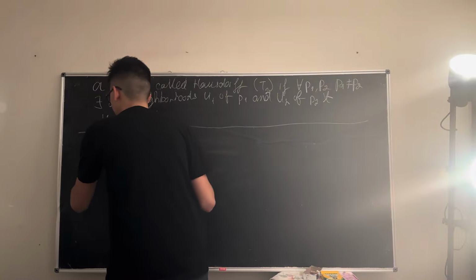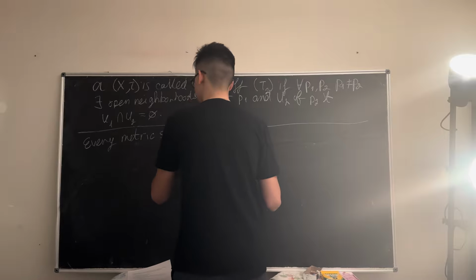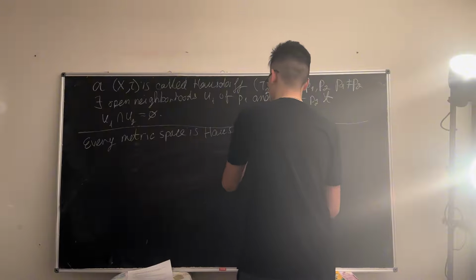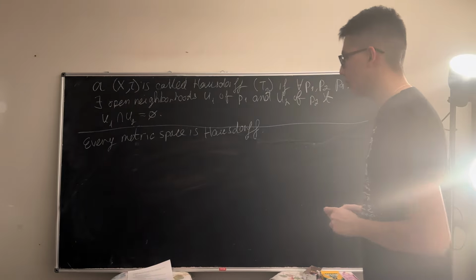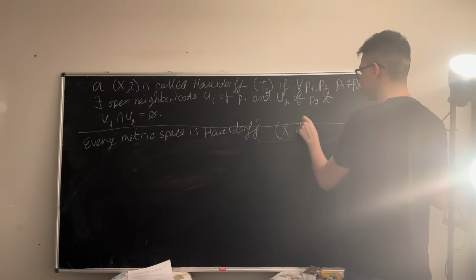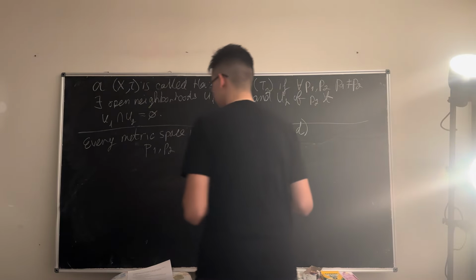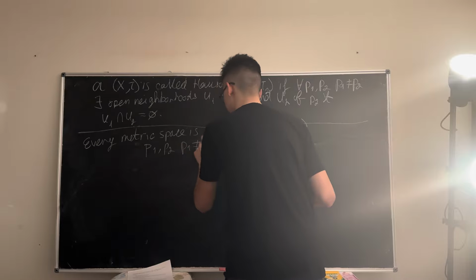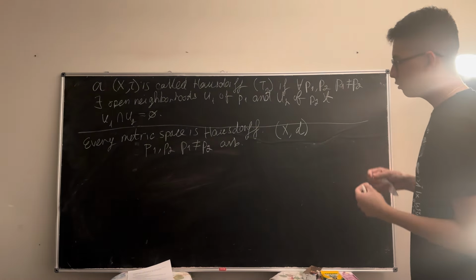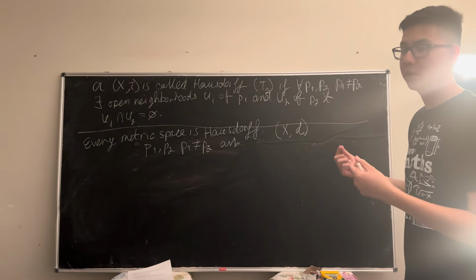The first example is that every metric space is Hausdorff. Now we can prove this as follows. So suppose we have a metric space X with a metric D, and we pick any two arbitrary points P1 and P2, which are distinct and arbitrary, obviously. And we want to show that there exist two open neighborhoods around P1 and around P2 that are disjoint.